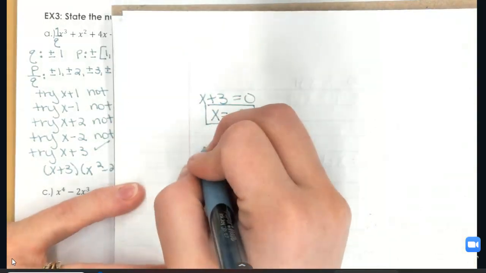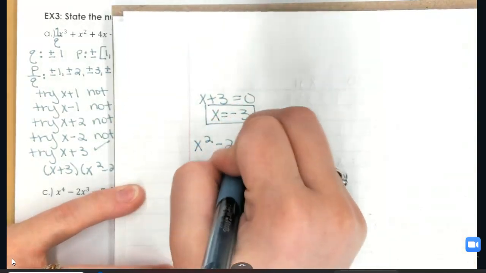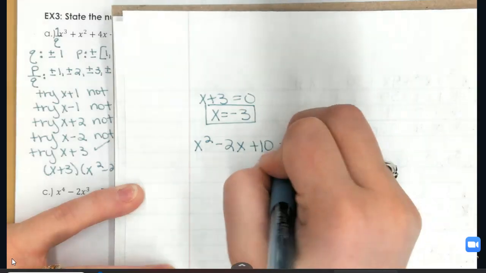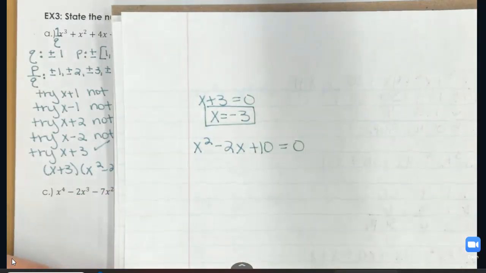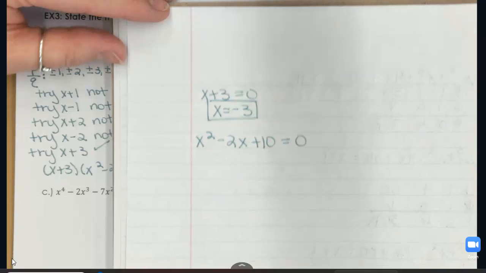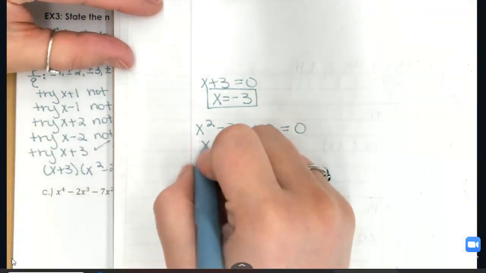But for the other one, x squared minus 2x plus 10, again, you can do quadratic formula, you can do completing the square. I'm going to do this one by completing the square, so I'm going to move the 10 over.